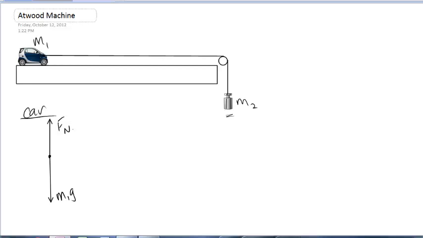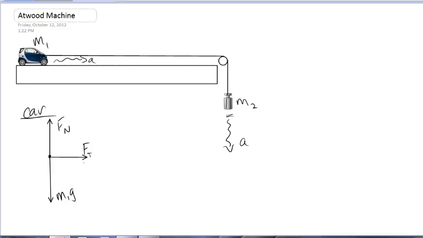The reason for that is we know the car is not going to be accelerating in the vertical direction at all. It's only going to move horizontally with some acceleration down the track, as mass 2 will move down with some acceleration. And then, of course, lastly, we have to include the tension from the string. Right, so 3 forces. Really one force that's unknown.